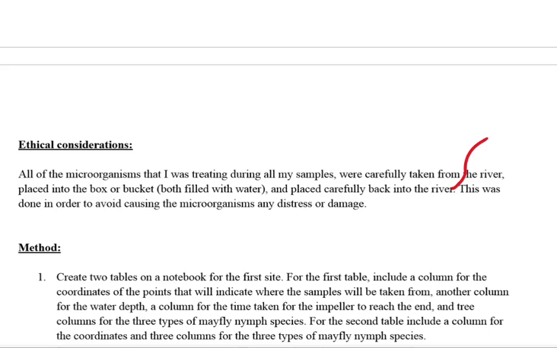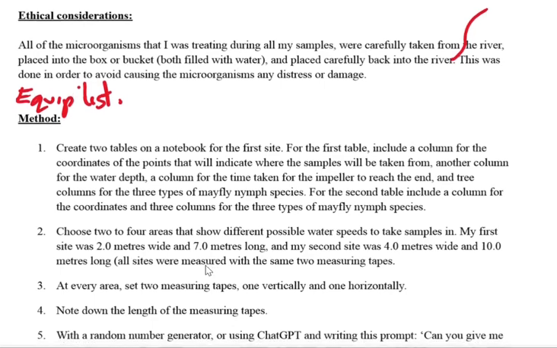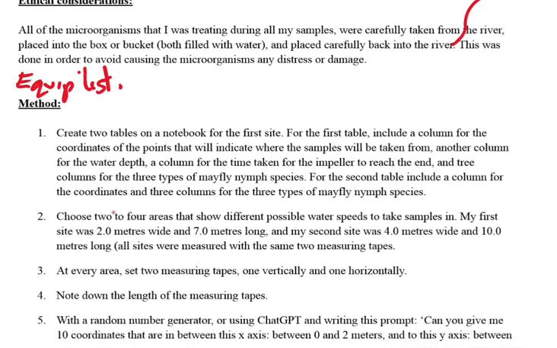Into your method. The one thing missing right now is an equipment list. What stuff did you use? I don't see evidence of that anywhere. Now, I know what you did, but when I read this, it's not quite clear. I thought you chose 2 to 4. How many did you choose? This is your experiment. Probably larger areas.